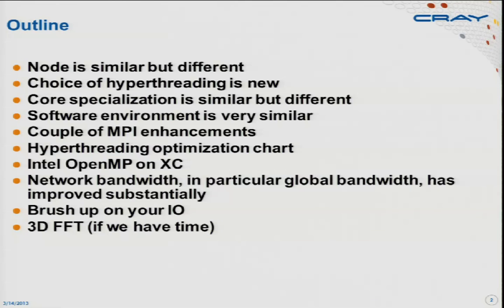So core specialization has been around, continues to be around, but there are twists to this. So we're going to go over that. Software environment is similar but different. I'm going to point out a couple of MPI enhancements already now, because most of MPI is similar, but there are a couple that are new and important, I think, to this environment. So we're going to touch that here.